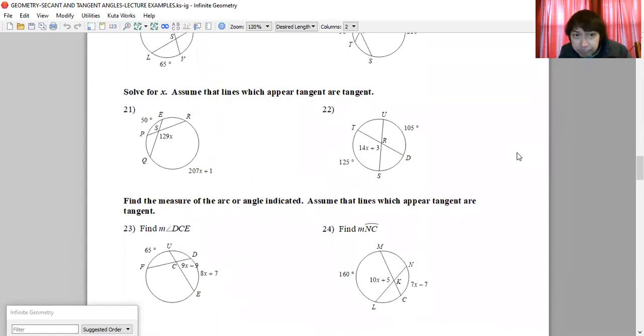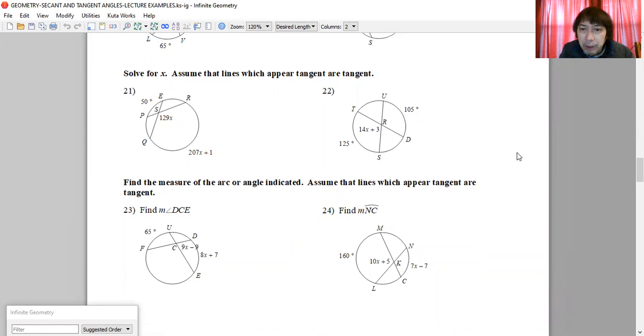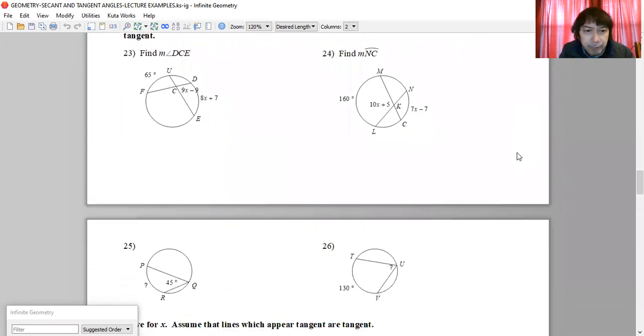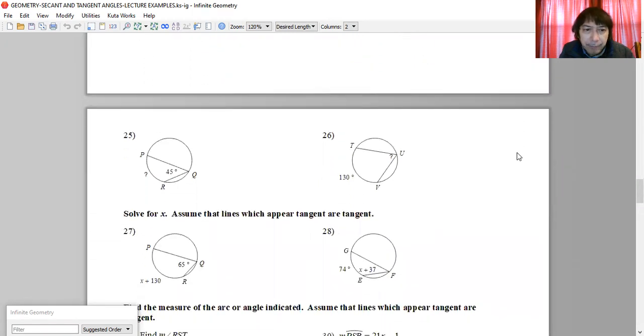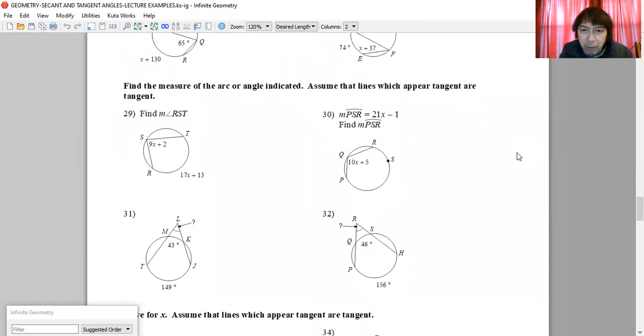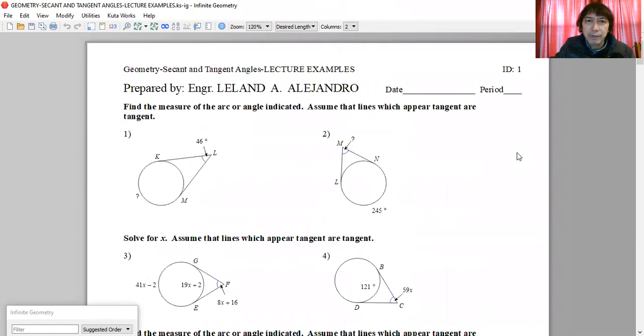Here we have two intersecting chords inside the circle, which we can also consider as two intersecting secants. So the title is secant and tangent angles. We're after several types of problems here. This is a long worksheet, and we shall try to solve it one by one. So let's start with the first number.